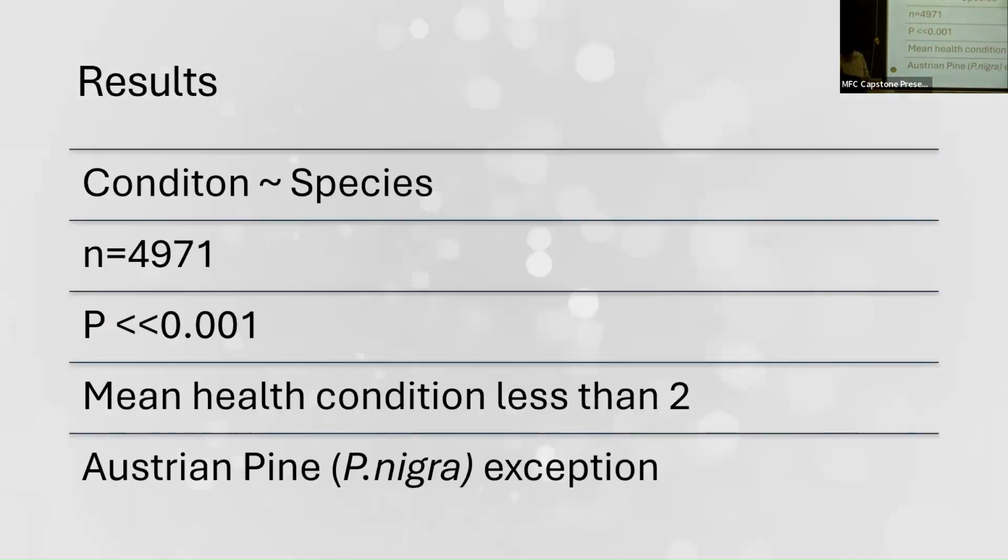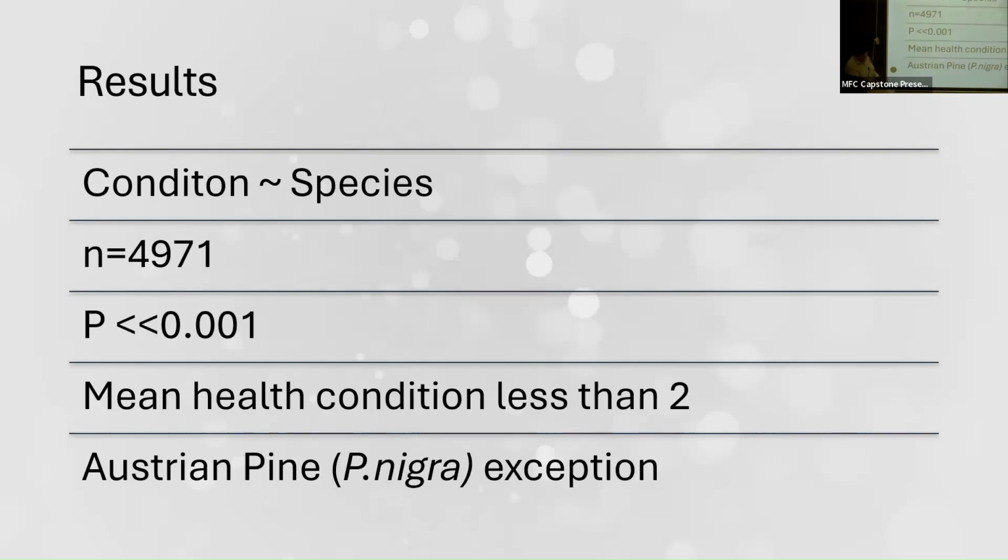Now on to the results. So in terms of how species affects condition, I had a sample size of 4,971, which is pretty much all the trees in the inventory except those that could not be entered into the GIS system. I mean, they could be entered into the GIS system, but they didn't have a name assigned to them because they're either very rare or invasive, like buckthorn, for example. I did not include buckthorn in the analysis.